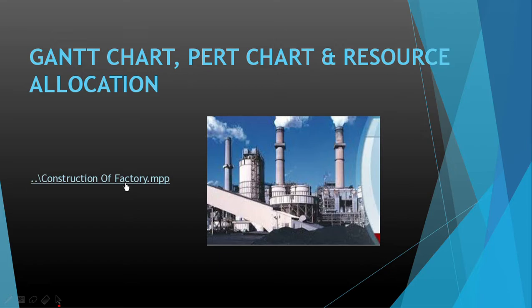Now let us see the PERT chart, Gantt chart and resource allocation in MS Project. These are the resources which we have for the project. Now let us see the Gantt chart. These are the task names written as in the work breakdown structure. These are the resources allocated to the following tasks. These are the predecessors and these are the durations.